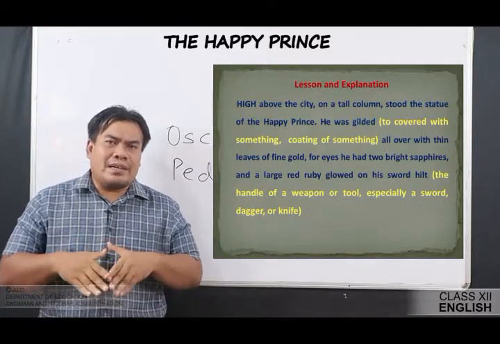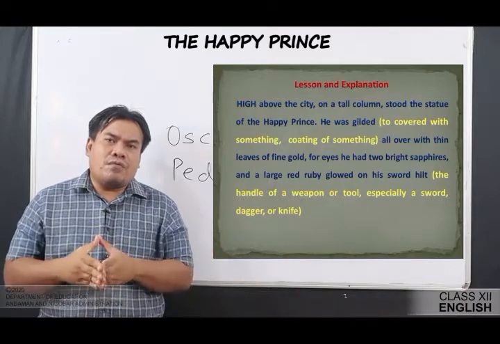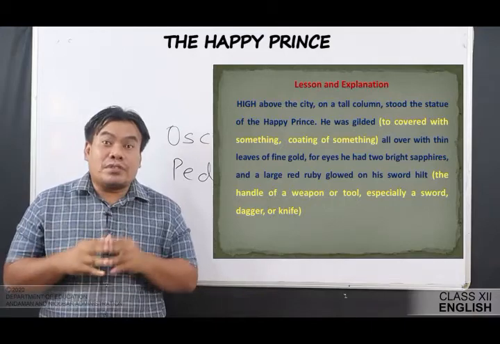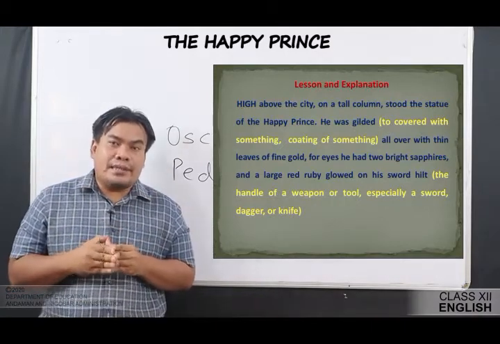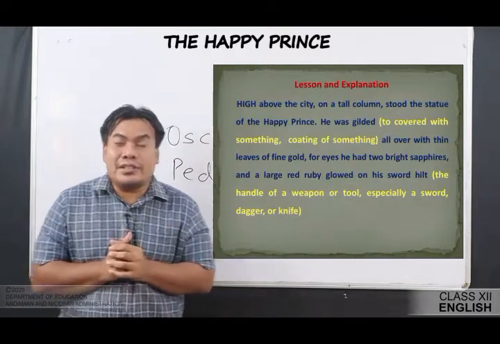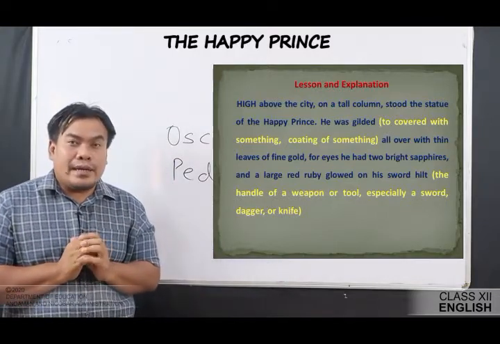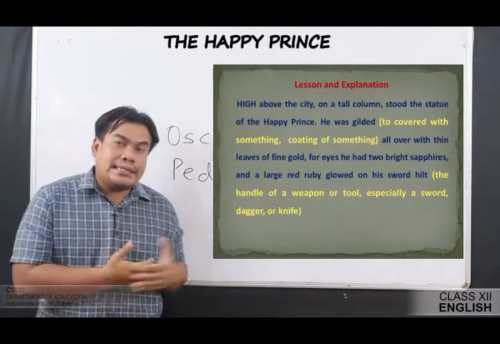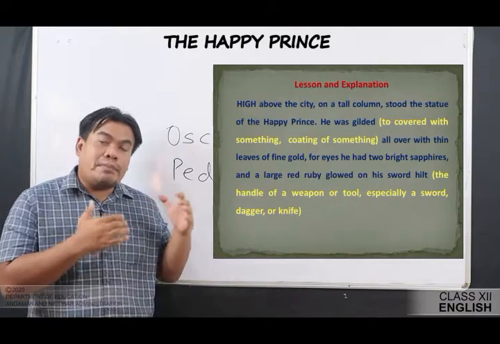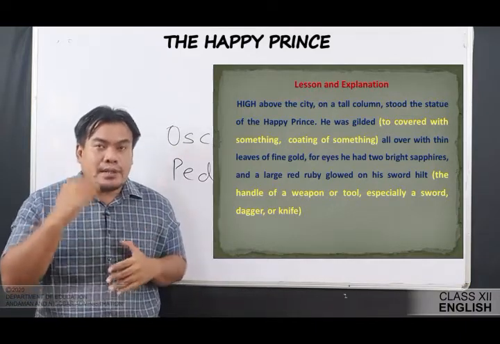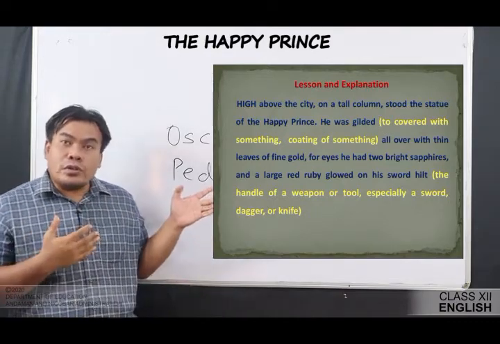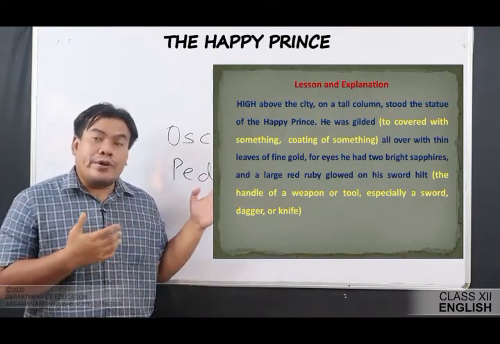For example, the statue was made of some fine gold, and his eyes were made of sapphires and some large red ruby. Those are the precious gems, actually the stones. Those are really expensive. And these expensive ornaments were actually placed on his eyes.